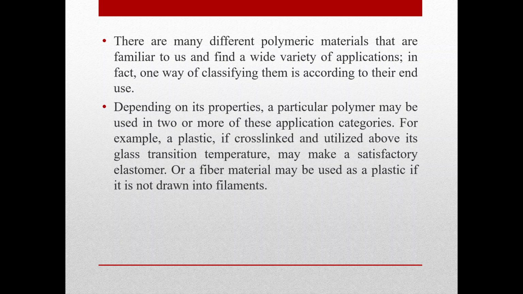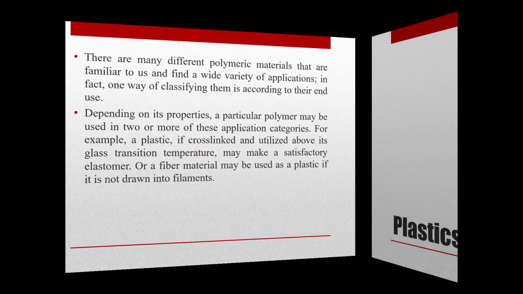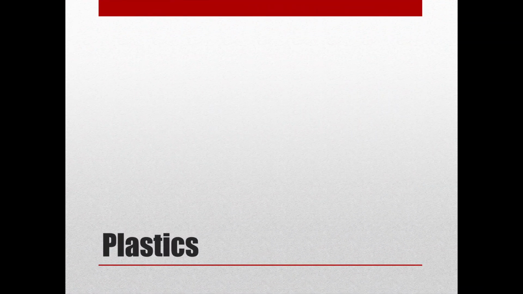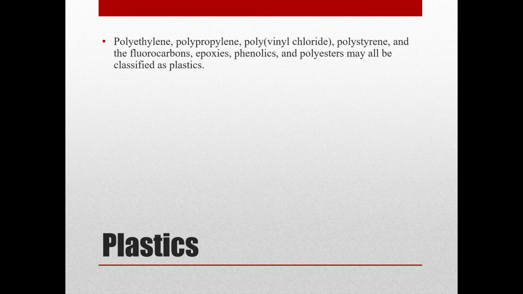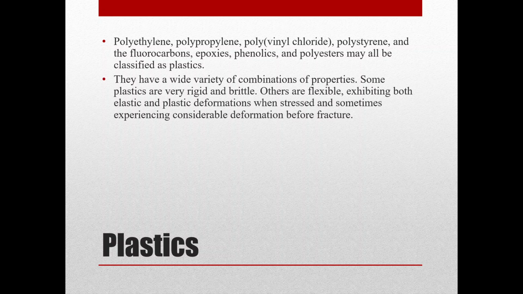For example, a plastic, if cross-linked and utilized above its glass transition temperature, may make a satisfactory elastomer. Or a fiber material may be used as a plastic if it is not drawn into filaments. So, we come to the first type, that is plastics. Polyethylene, polypropylene, polyvinyl chloride, polystyrene, and the fluorocarbons, epoxies, phenolics, and polyesters may all be classified as plastics. They have a wide variety of combinations of properties.